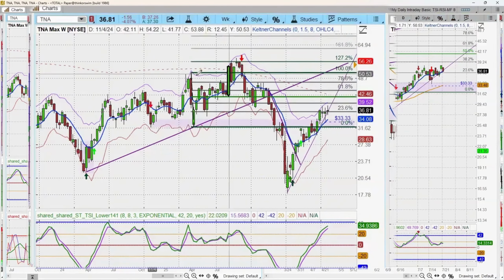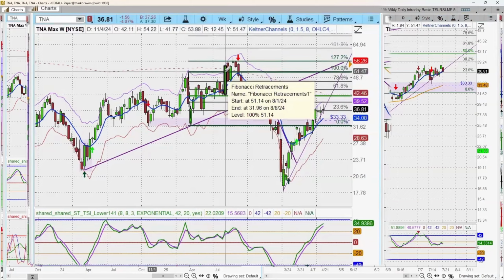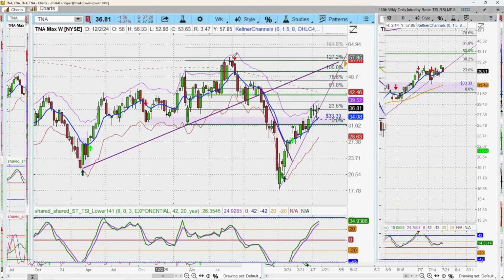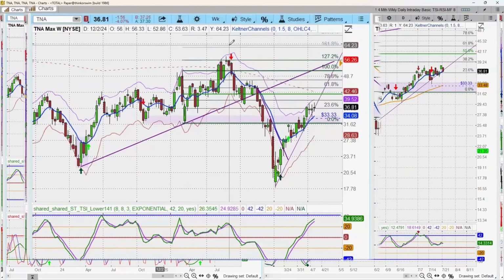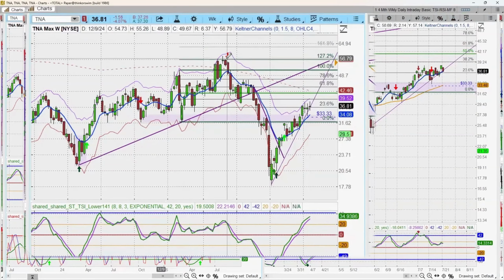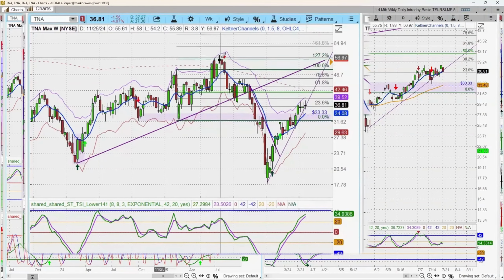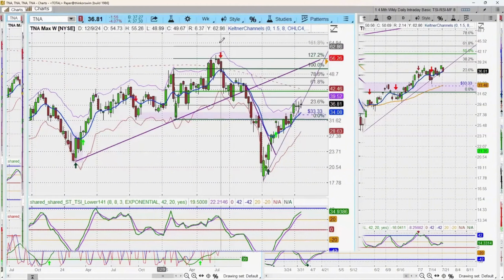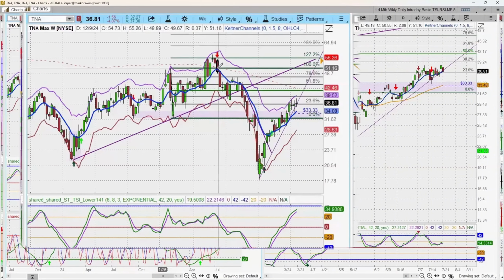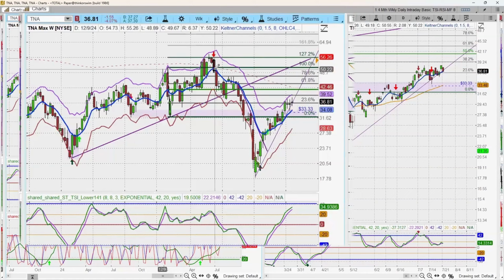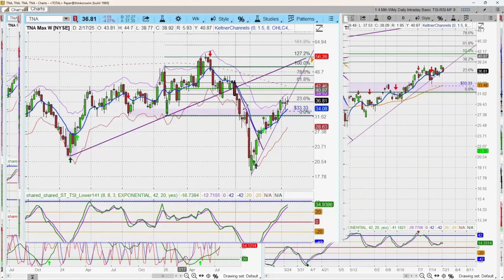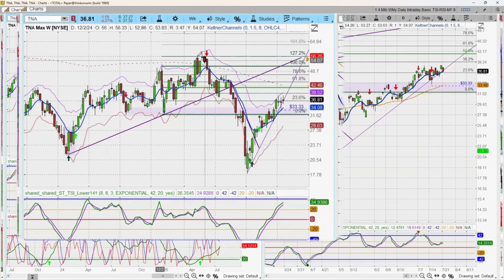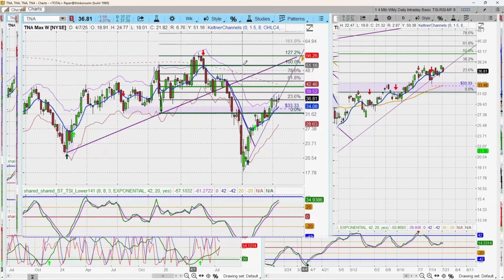So as you can see, I broke past my 100% extension, but pow, it hits. So this is one of the things I can be looking for. I hit and failed at 1.272. Then it drops back inside the 100% extension and falls from there. Okay, that is not positive whatsoever.